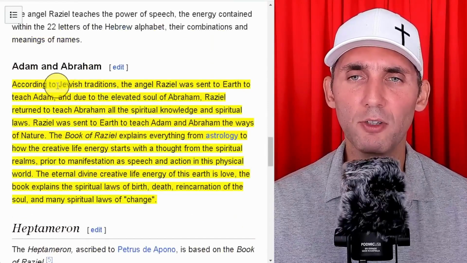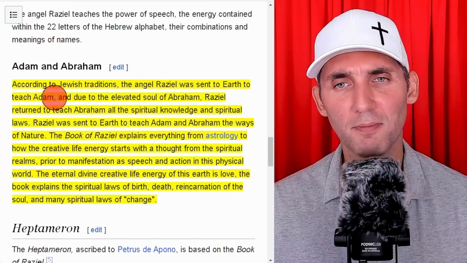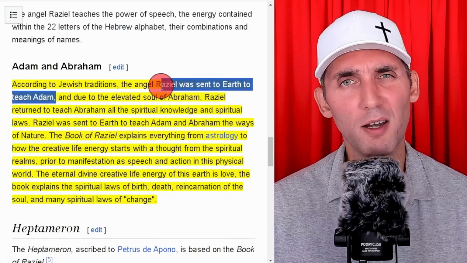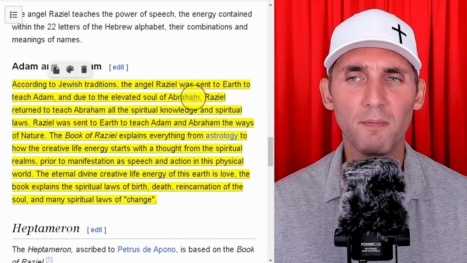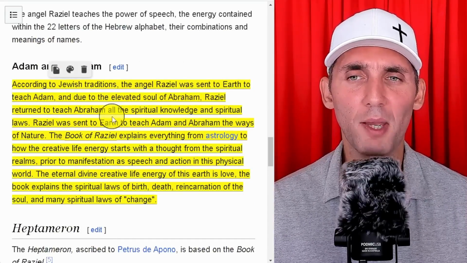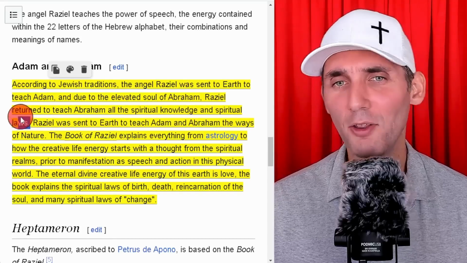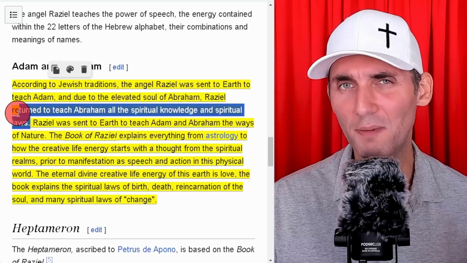Adam and Abraham. According to Jewish traditions, the angel Raziel was sent to earth to teach Adam. Would God ever do such a thing? If you really know the God of the Bible, would God ever do such a thing? And due to the elevated soul of Abraham, Raziel returned to teach Abraham all the spiritual knowledge and spiritual laws. There you go. So Abraham got all the secret teachings that they're not in the Torah. Only the rabbis know them.